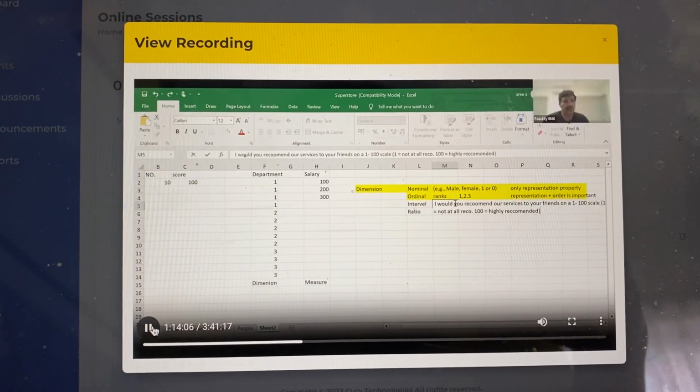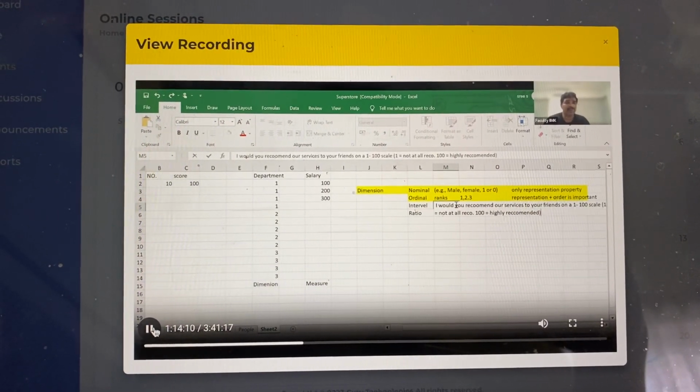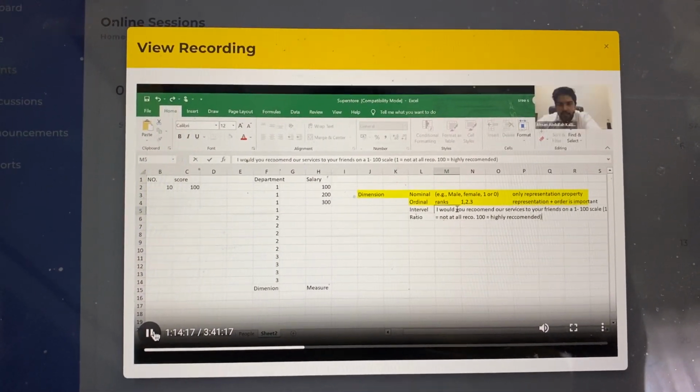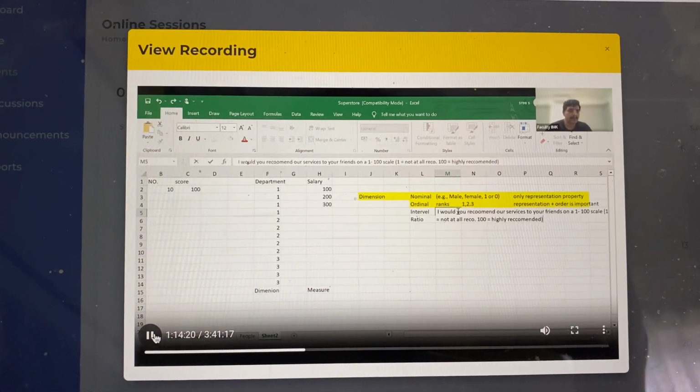I can calculate the average recommendation. So I can say that for my service, the average recommendation score I received is 80 out of 100. It means the majority of the people recommend this product on the higher side. That's the meaning. So mean makes sense in this case? Yes, mean makes sense.